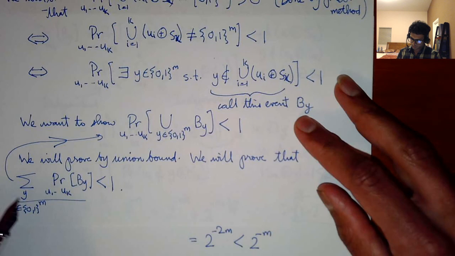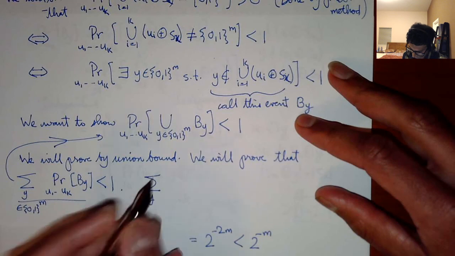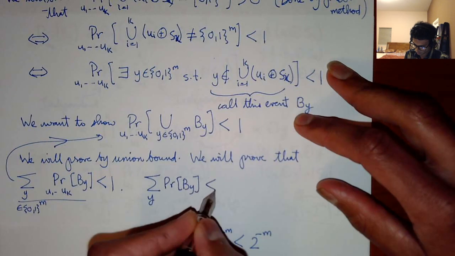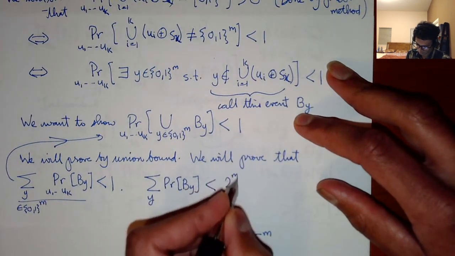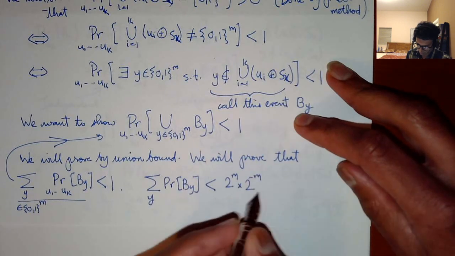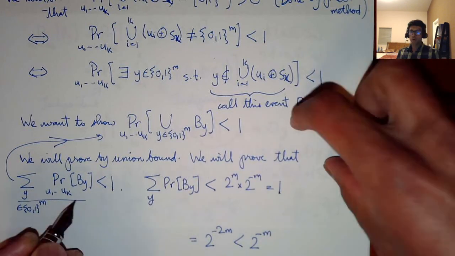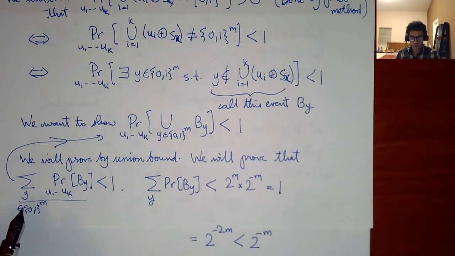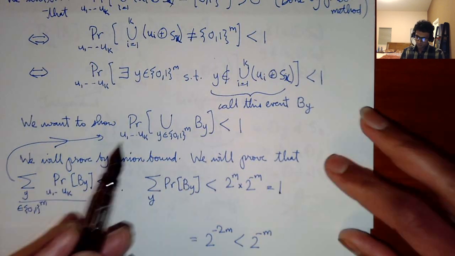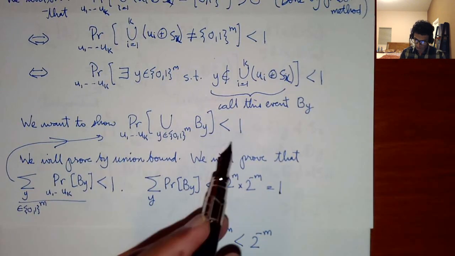There are only 2 to the m of these. So the summation over all y of the probability of B_y is at most the number of y's, which is 2 to the m, times each individual probability, which is 2 to the minus m, and this is 1. So the sum over y of the probability of B_y is strictly less than 1, which means the probability of the union of the B_y's is strictly less than 1.